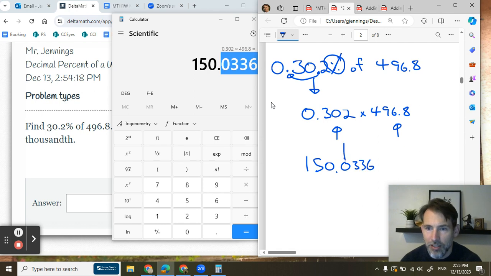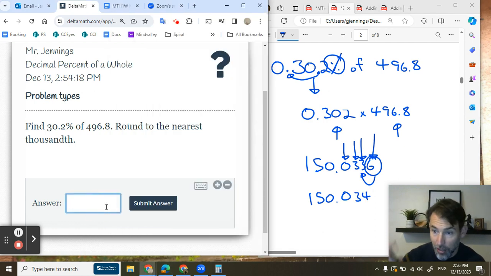150.0336. It has tenths, hundredths, thousandths. Those are the names of the different places. This is the 10,000ths. Because this is bigger than 5, it will round that one up. So the number I'm going to write into Delta Math is 150.034, because the 3 rounds up because the 6 is bigger than the 5.